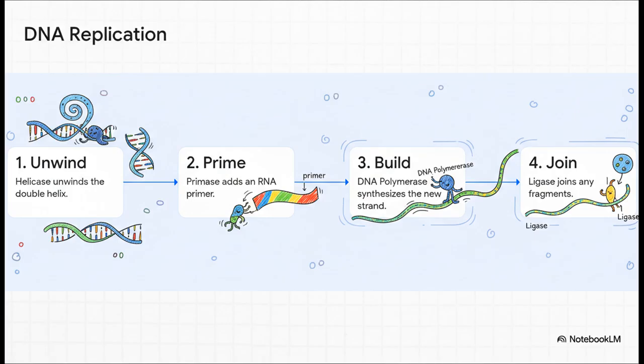First, an enzyme called helicase comes in and unzips the double helix. Then, a little primer marks the spot to get started. And then the star of the show, DNA polymerase, swoops in and starts building the new matching strand, using the old one as a perfect template. And to finish it all off, another enzyme called ligase comes in and seals up any gaps.